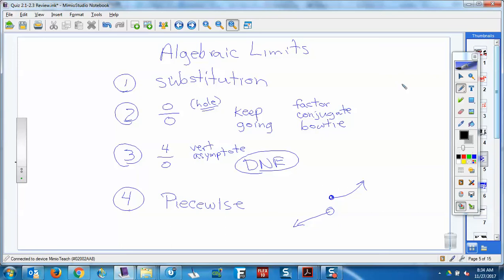Now, if you don't have the graph, you just have the piecewise, and let's say the break was at 2. You plug 2 into one of them, see what that y value is. Plug 2 into the other one, see what that y value is. If you get the same y value, it means they meet. You get 2 different y values, it means they don't meet. So it's not like you have to have the graph. You can plug into a piecewise and see if they meet at that spot. Okay, so that's kind of the idea of the limits.